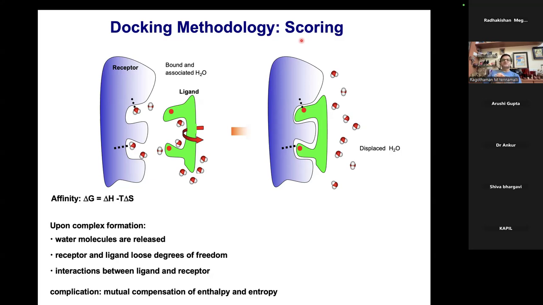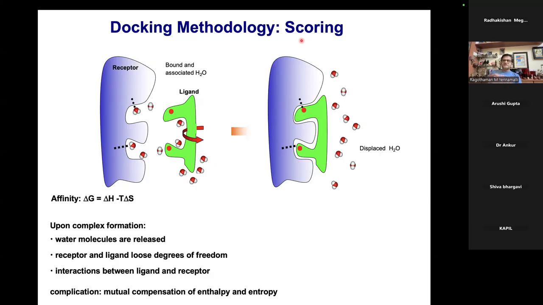There will be some binding displacement terms. There will be KD, KI terms. Using all these terms, they will come up with a scoring function. Each scoring function has its own advantage, disadvantage. Some scoring functions are very good only for small molecules.